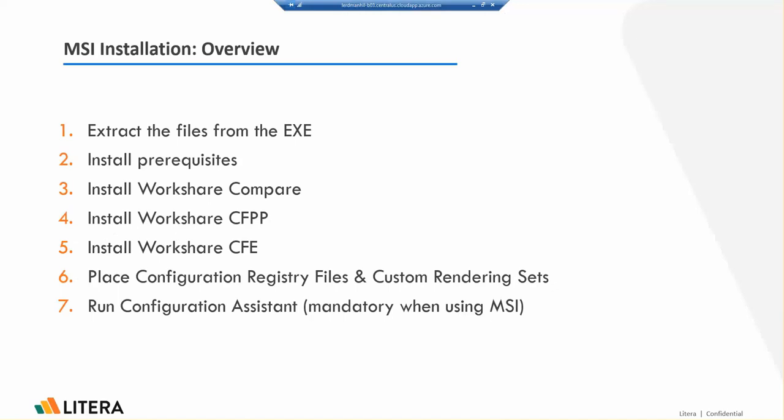For those of you who are interested in MSI installation information, I've also done an overview here. You're going to extract the MSIs from the EXE. You have to manually check that all the prerequisites are there before you run the MSI installers. It will be done in Compare, then Compare for PowerPoint, then Compare for Excel. Order is important. Then you're going to place any custom configuration registry files and any custom rendering sets. Once completed, you have to run the configuration assistant, and it's mandatory when installing with the MSIs.